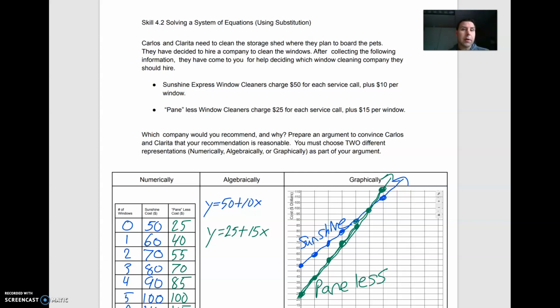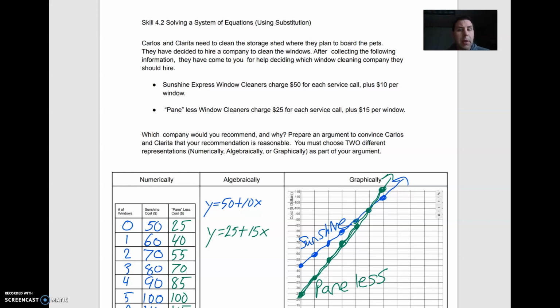Okay, let's go over our skill 4.2, which is solving a system of equations using the substitution method. What we did in class is we had the scenario. I'm not going to go over it, I'm just going to show you the process. So please stop this video and look through those questions really quick if you wanted to do it on your own.